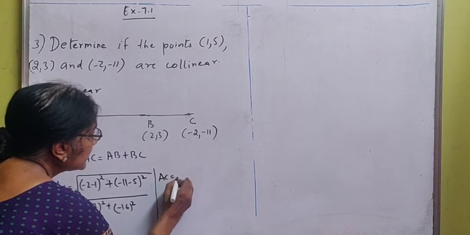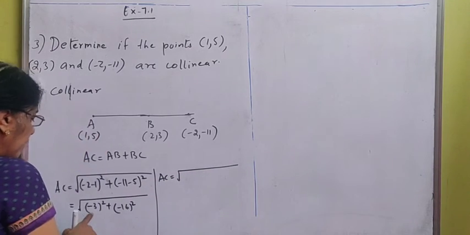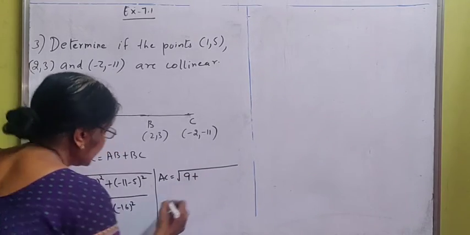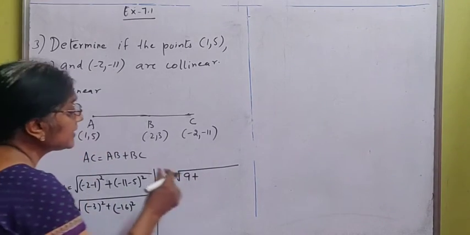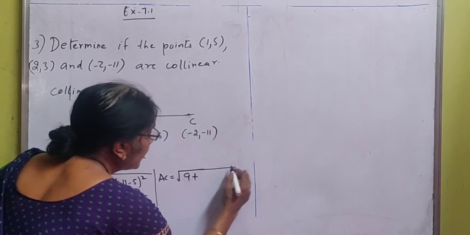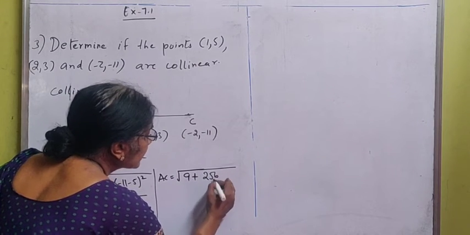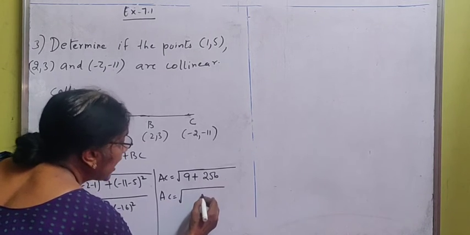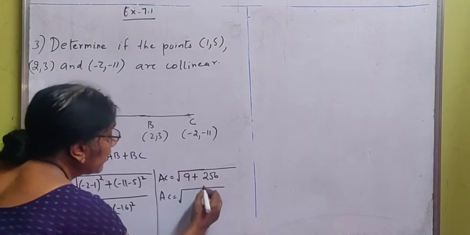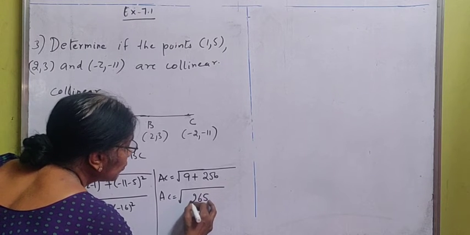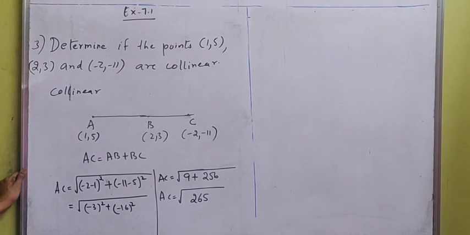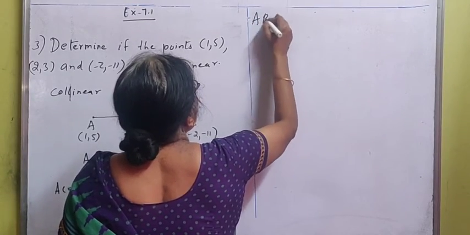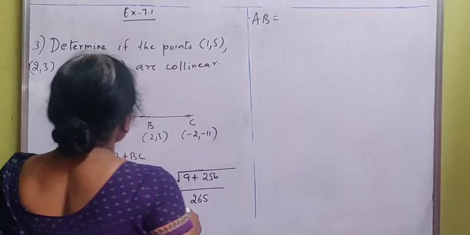So AC is equal to the square root of (-3 into -3) 9 plus (-16 into -16) 256. So AC is equal to the square root of 9 plus 256, which is 265. So AC is equal to root of 265.